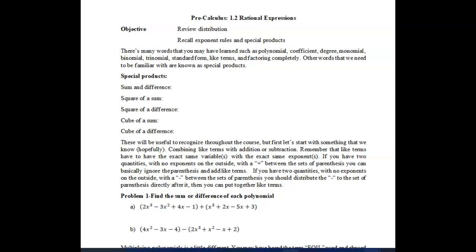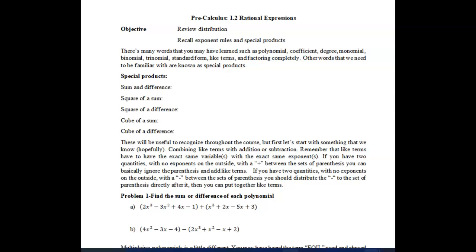Alright, so today we're going to start talking about rational expressions. So we're just going to be recalling the words polynomial, coefficient, degree, monomial, binomial, trinomial, standard form, like terms, factoring completely, and other words that we need to be familiar with are known as special products.